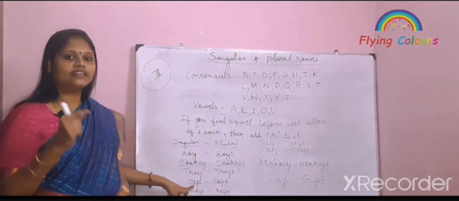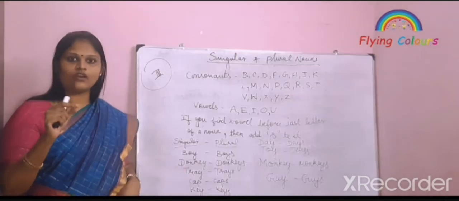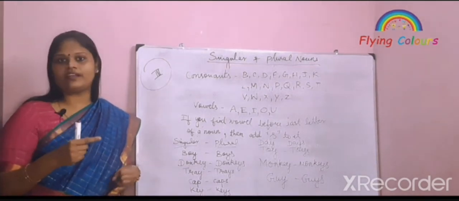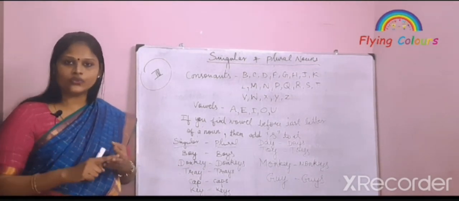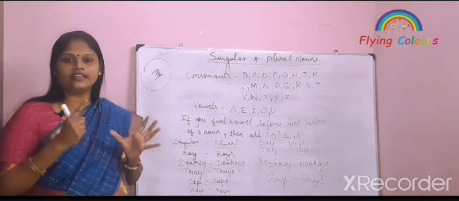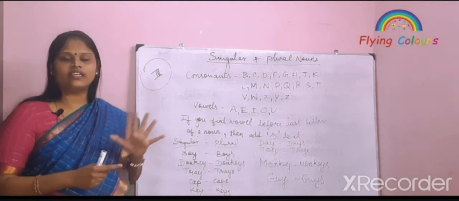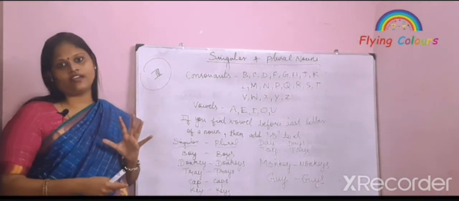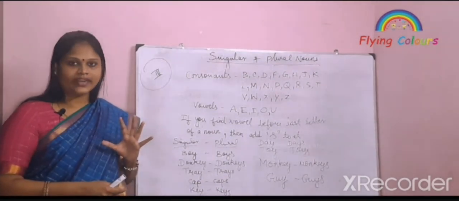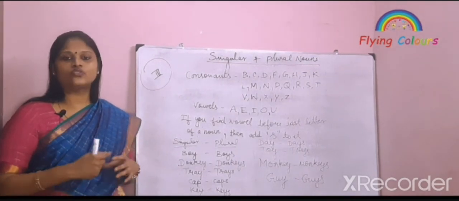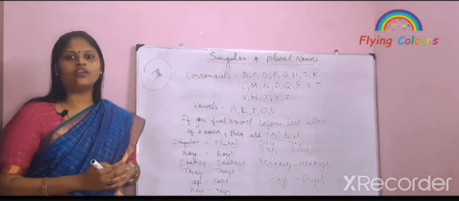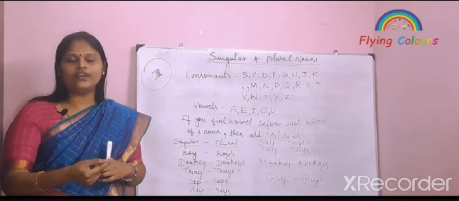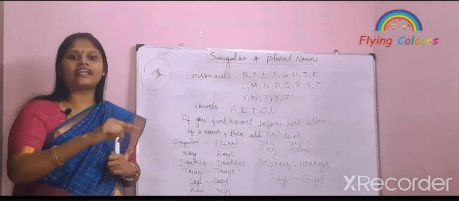So, you should see the last letter of the word, and before that last letter, if you see any vowel, A or I or U or O or E, A, E, I, O, U, these 5 letters, before the last ending letter of a noun, you can add S to that to change it into plural. So, if you find any vowel before the last letter of a noun, you can write the noun as such and add S to this.